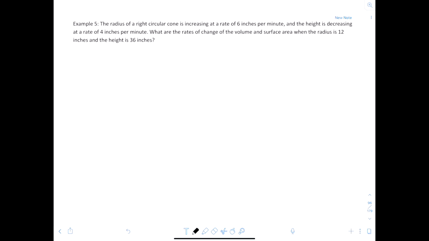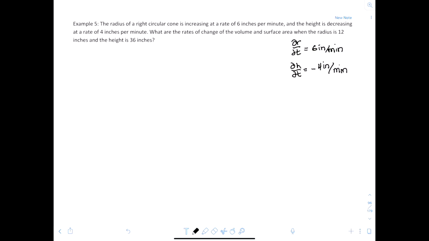Okay, so what rates are we given? Beautiful. We're given the first partial of r with respect to time is 6 inches per minute. And we're given the first partial of h with respect to time. It said that it's decreasing at a rate of 4 inches per minute, so it'll be negative 4 inches per minute. Cool so far? Let's see, what else do we know?